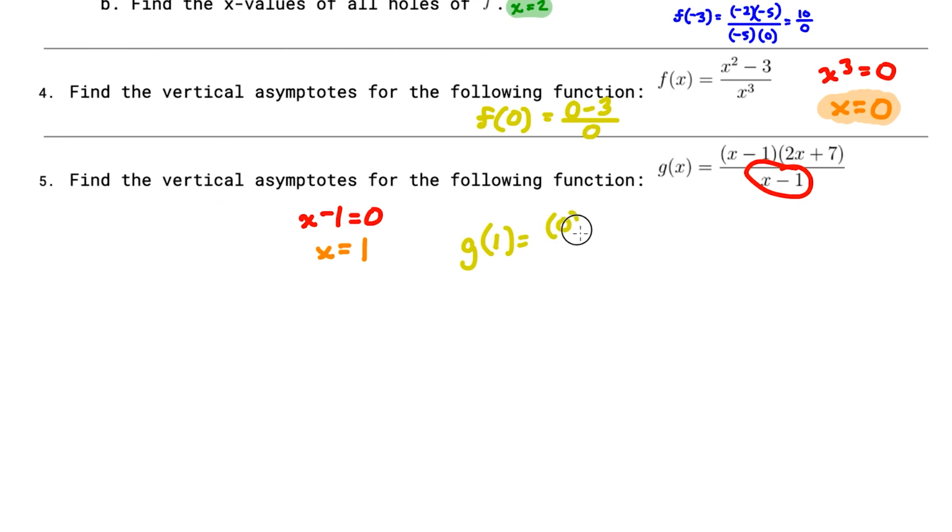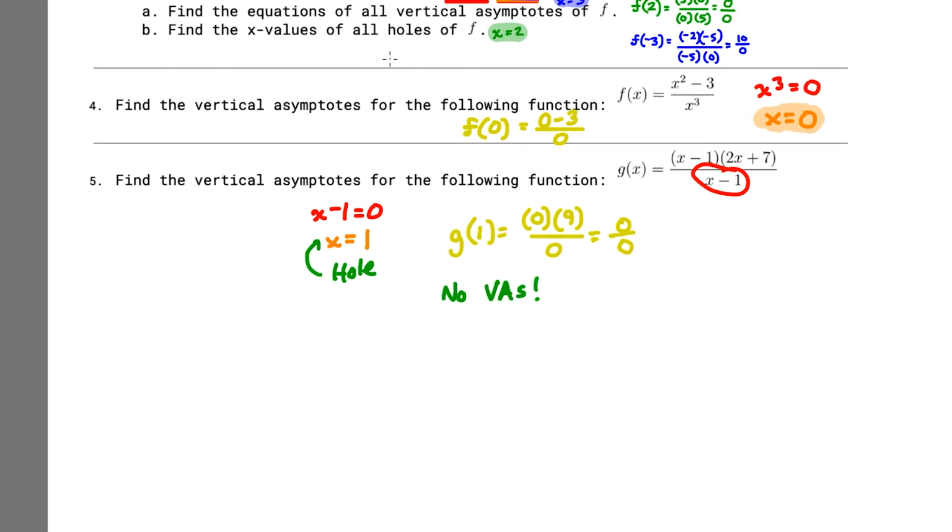We're going to end up with 0 on top times 9 over 0 on the bottom. But if you notice, this equates to a 0 over 0. So because of that, this ends up actually being a hole, not a vertical asymptote. So the answer for this one is there are no vertical asymptotes. Okay, there is nothing that's going to cause a non-zero over 0 on that, so there are no vertical asymptotes.